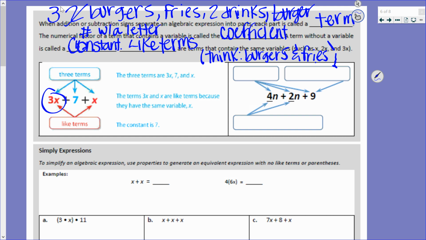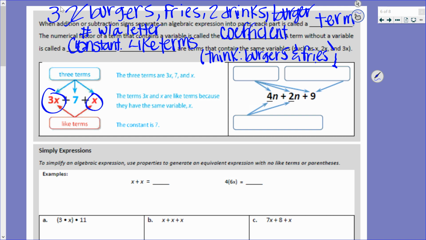So, remember, the number in front of the variable is called your coefficient, okay? Like terms are terms that look the same. So think burgers and fries, okay? So in this expression, 3x plus 7 plus x, there are 3 total terms in this expression. We have 3x, we have 7, and we have x.